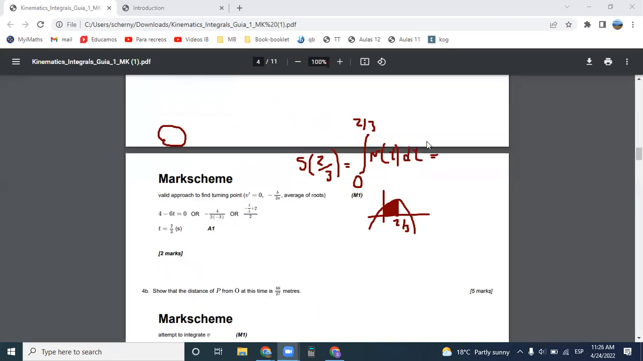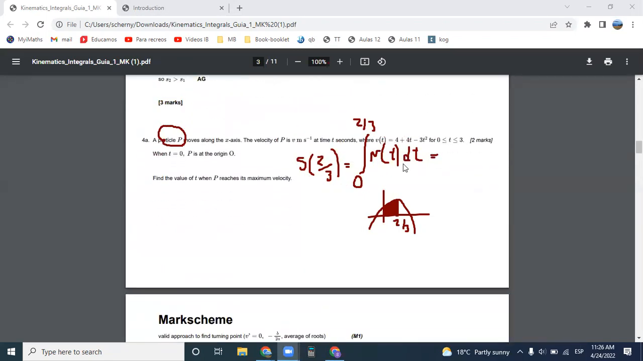Okay, so to integrate this formula, we have that the velocity is 4 plus 4t minus 3t squared. So we integrate: the 4 becomes 4t, then plus 4t becomes plus 4t squared over 2. This is how we integrate. And then minus 3t cubed, right? Because we have a square, it becomes cubed over 3, because of how we have to integrate.